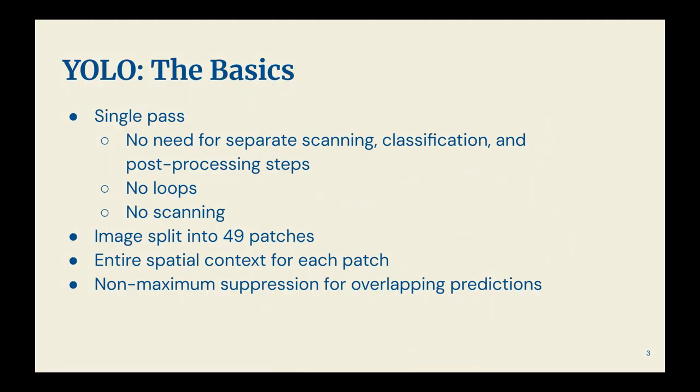In order to perform detection and classification in a single pass, the YOLO method passes the image through a convolutional neural network, and that network will split the image up into a 7 by 7 grid of 49 patches. Each patch detects the presence of an object or the lack thereof in the space it's responsible for, and it also predicts a bounding box and a confidence level for that object, or again, lack of an object.